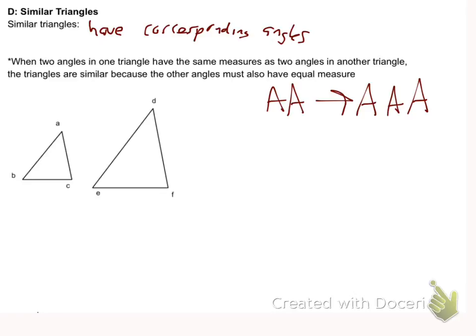Now, what does AA mean and AAA mean? Angle, angle. So 2 angles the same implies all 3 angles the same. Because again, we talked about the fact that they add up to 180. And if you know 2 of them, then you have to know the third one. And if 2 are the same, that means the third angle is always going to be the same as each other as well. So this sets up similarity.